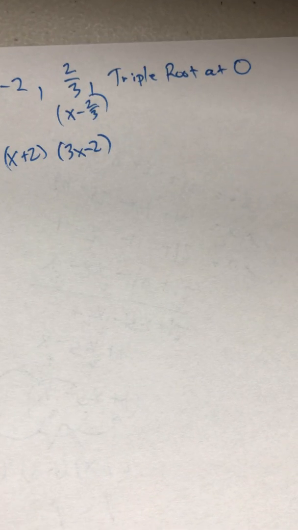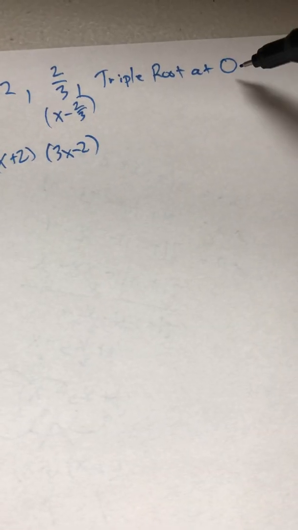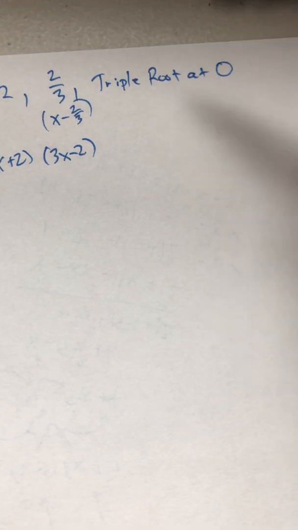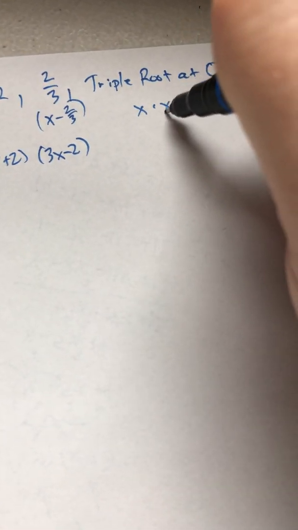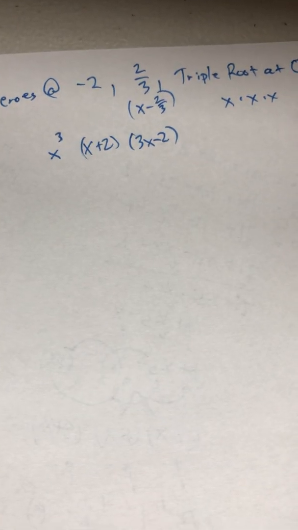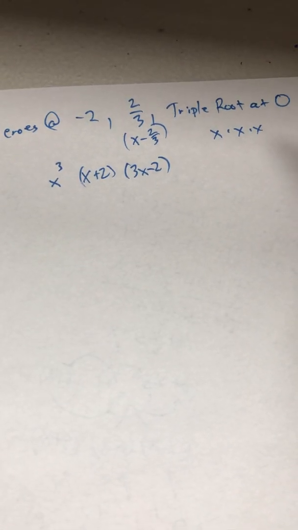And then lastly, the triple root at 0. So that means this factor happens 3 times. So that would be like x, and then another x, and then another x. So I'm just going to call it x cubed, and again, I'm going to put it in the front. So there is the factorization look for this scenario.